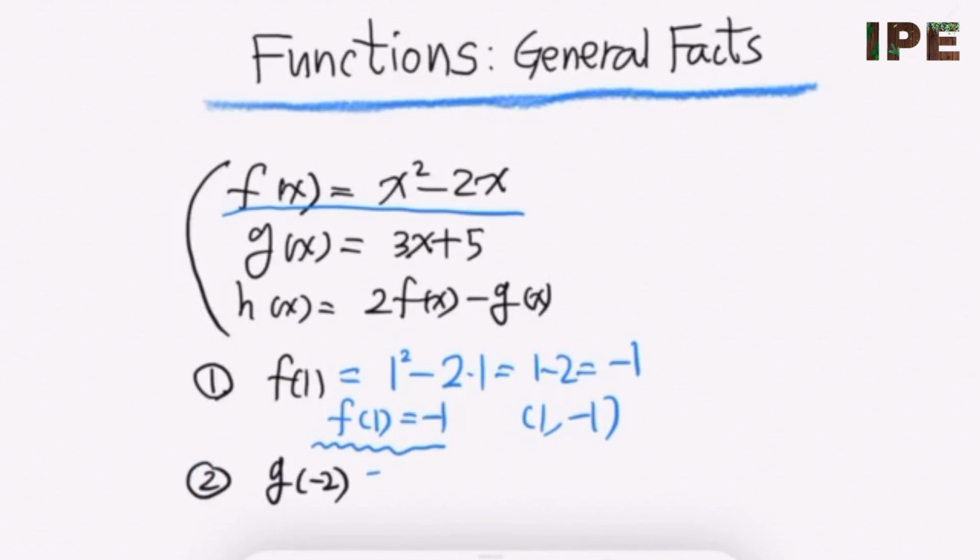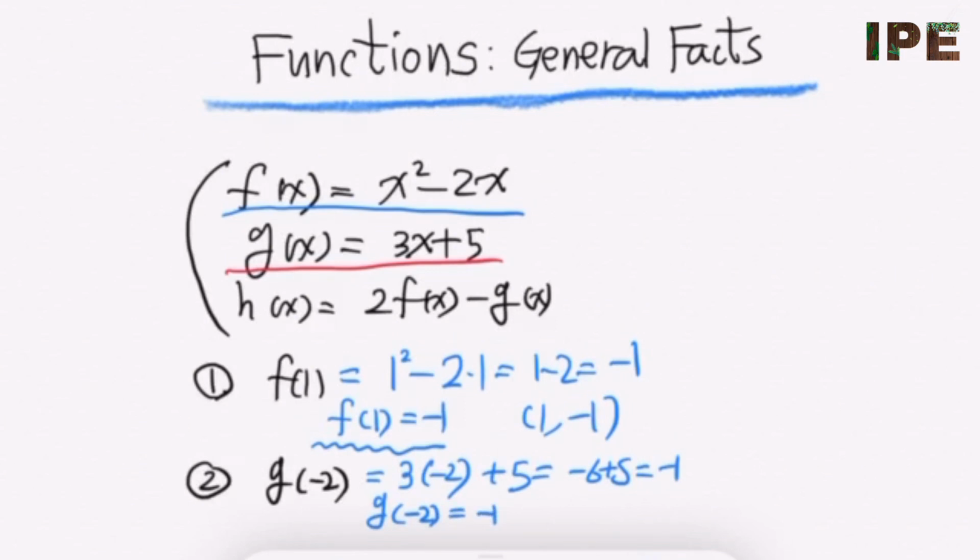Number two, what is g of negative 2? That means the value of g of x when x equals negative 2. In other words, the y value of g of x when x equals negative 2. So just plug in negative 2 for x of g of x. g of x is 3x plus 5, so 3 times negative 2 plus 5. Negative 6 plus 5, which is negative 1. So we can say g of negative 2 is equal to negative 1. So (negative 2, negative 1) should be on the graph of g of x.